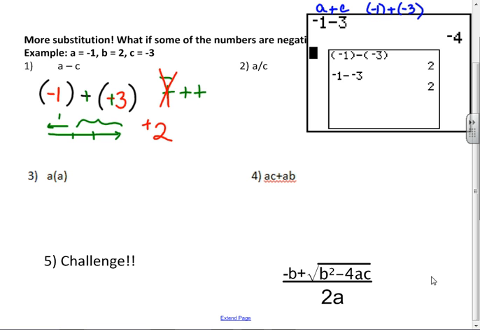Let's do this one. A divided by C. What's A? I'm not going to use a calculator. What's A? -1. What's C? -3. That's a fraction. What's wrong with a fraction? What is that? 2 negatives make a positive. We just tested on this, right? Positive 1/3.